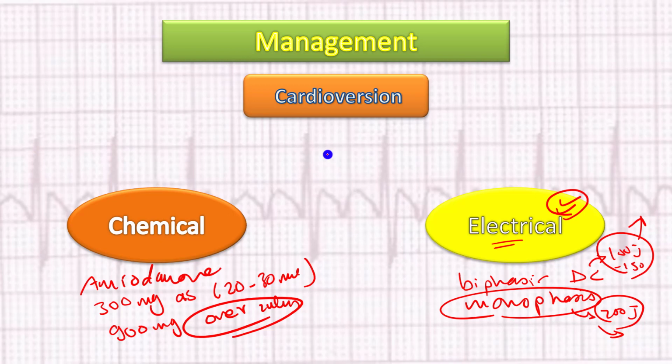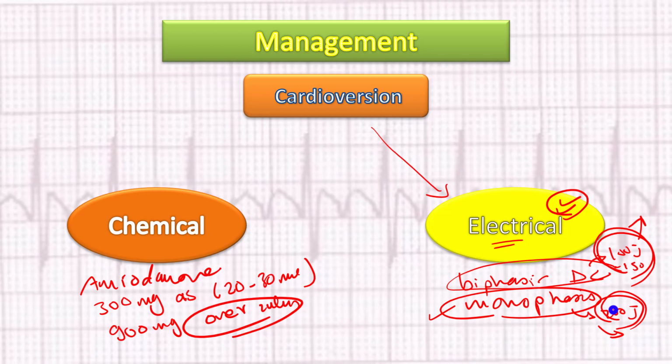arrhythmias, for example, the atrial fibrillation or atrial flutter with hemodynamic instability, so you will do cardioversion, mainly by the electrical means. Biphasic DC shock, you start with 100 to 150 joules, and a monophasic, you start with 200 joules for 3 shocks. And with these 3 shocks, every shock, you increase the joules up to the maximum for the biphasic, which is 200 joules, and for the monophasic, it's 360 joules.